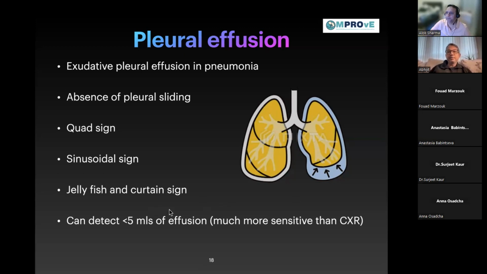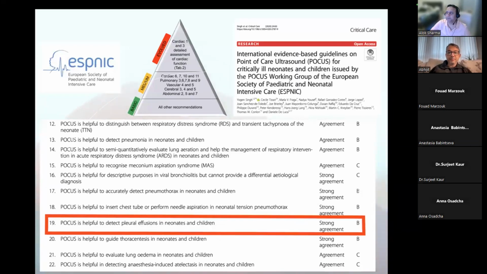So the point I'm trying to make here is that in a very brewing stage of pneumonia, you can pick it up with lung ultrasound. Of course, your clinical context in the background will help you. And again, for the people out there, for the evidence, there you go. Number 19, POCUS is helpful to detect pleural effusion in neonates and children. Strong agreement, with the quality of evidence B.